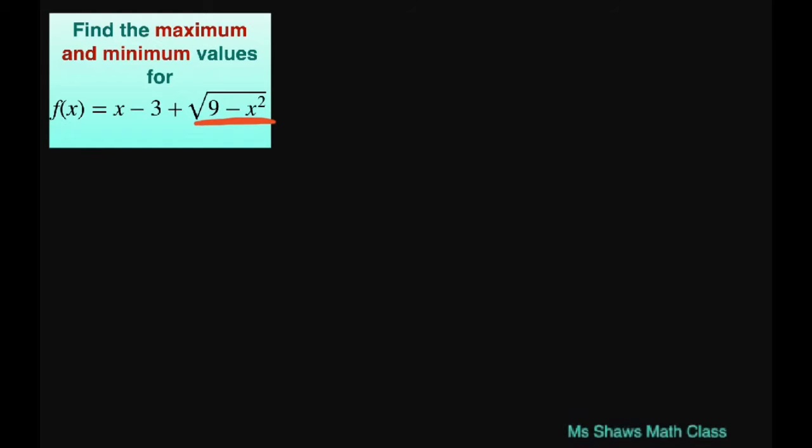So this domain is restricted because we know that inside this radical sign, when you have the square root, it has to be greater than or equal to 0. So 9 minus x squared has to be greater than or equal to 0. To make this a little easier, I don't like this negative, so I'm just going to negate this. That would give us x squared minus 9 is less than or equal to 0, mainly because it's easier to factor.